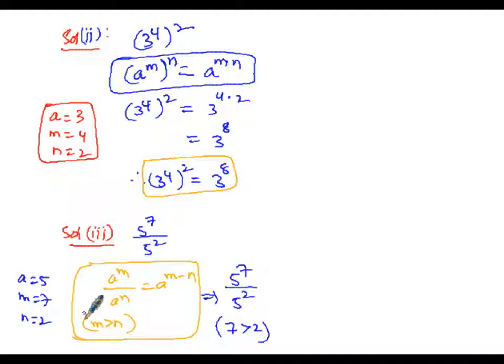Then that is equal to a to the power of m minus n, where a is 5, so m minus n is 7 minus 2. That is equal to 5 to the power of 7 minus 2, which is 5. 7 is greater than 2 and has a positive sign, so we subtract: 7 minus 2 is 5. Therefore, 5 to the power of 7 divided by 5 to the power of 2 is equal to 5 to the power of 5 as the resultant.